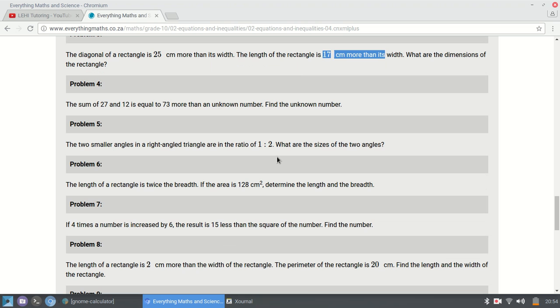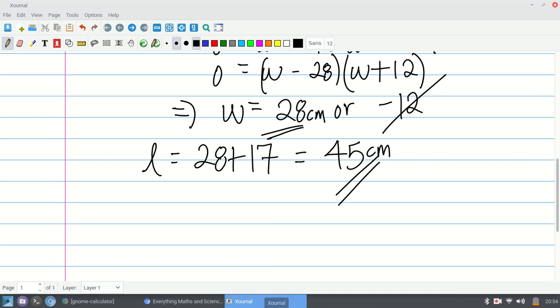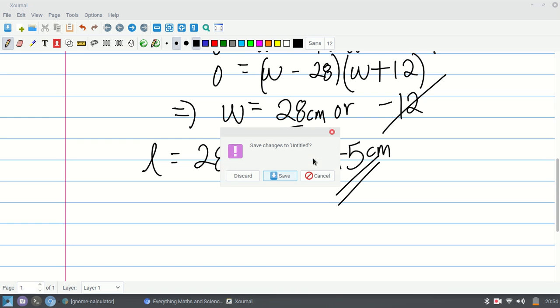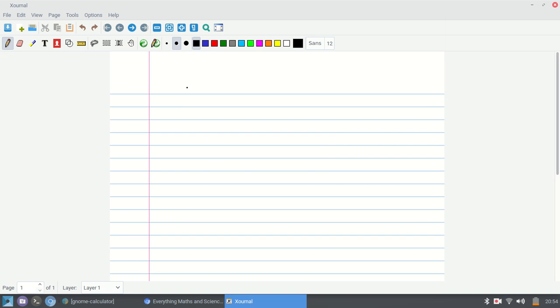Okay. Now, the sum of 27 and 12 is equal to 73 more than an unknown number. Okay. So let's talk here. What's going on? The sum of 27 and 12 is equal to, let's see, 39, right? That is equal to how many more? 73 more, right? More means plus, than some unknown number x.